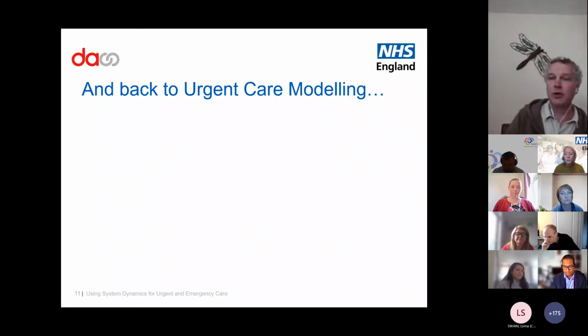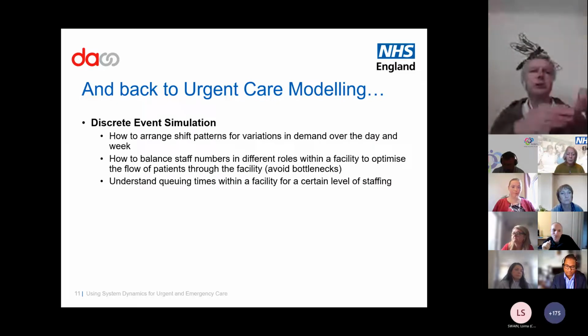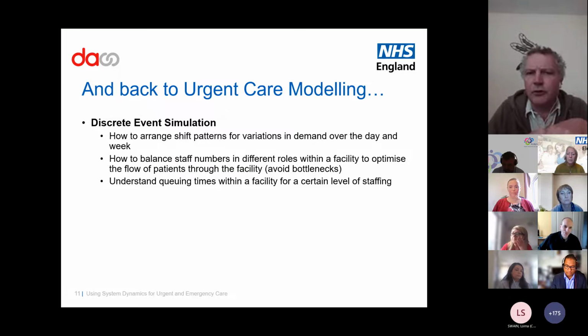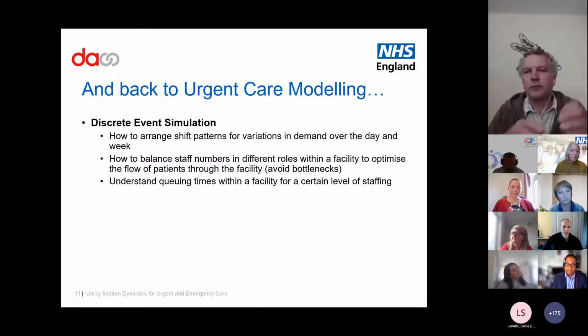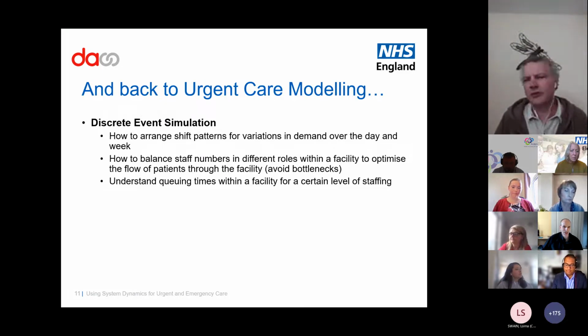But coming back to urgent care modelling, which is the focus of the examples we're going to move on to in a moment. Typical problems you'd use discrete event simulation to address in urgent care modelling are where you've got variation over the course of a day or an hour, and you look at shift patterns, you want to optimise delivery, or balance staff numbers in different roles and reduce backlogs over short time periods, and also when you want to understand queuing times against certain levels of staffing, where you're actually interested in that single individual patient moving through the system.